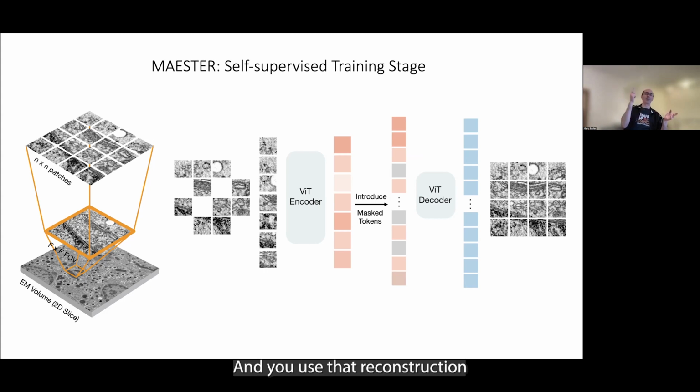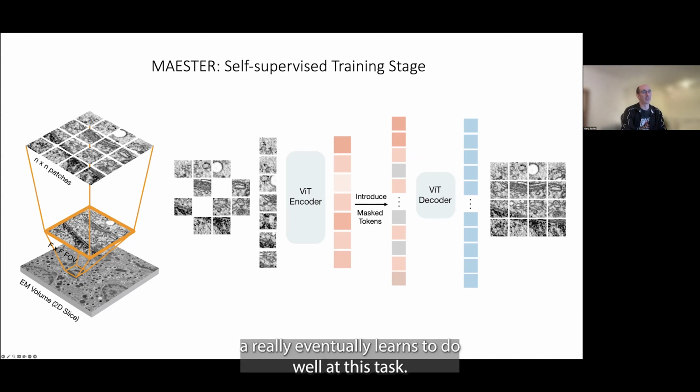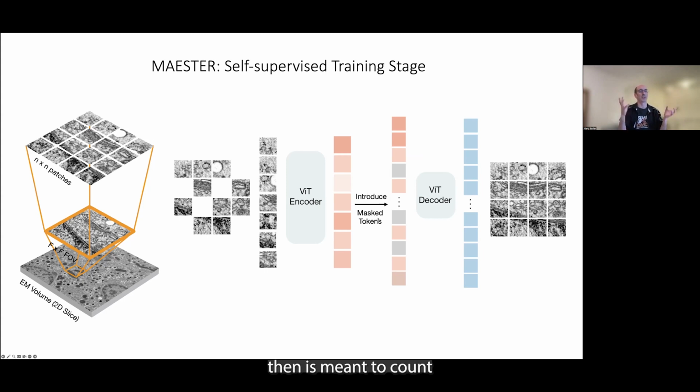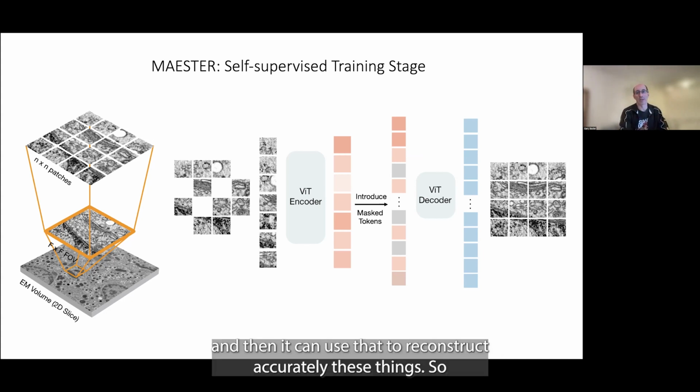And you use that reconstruction loss function to iteratively train the autoencoder so that it eventually learns to do well at this task. And once it's learned that, the internal representation is meant to ideally capture something about the essence of the problem. And then it can use that to reconstruct accurately these things.